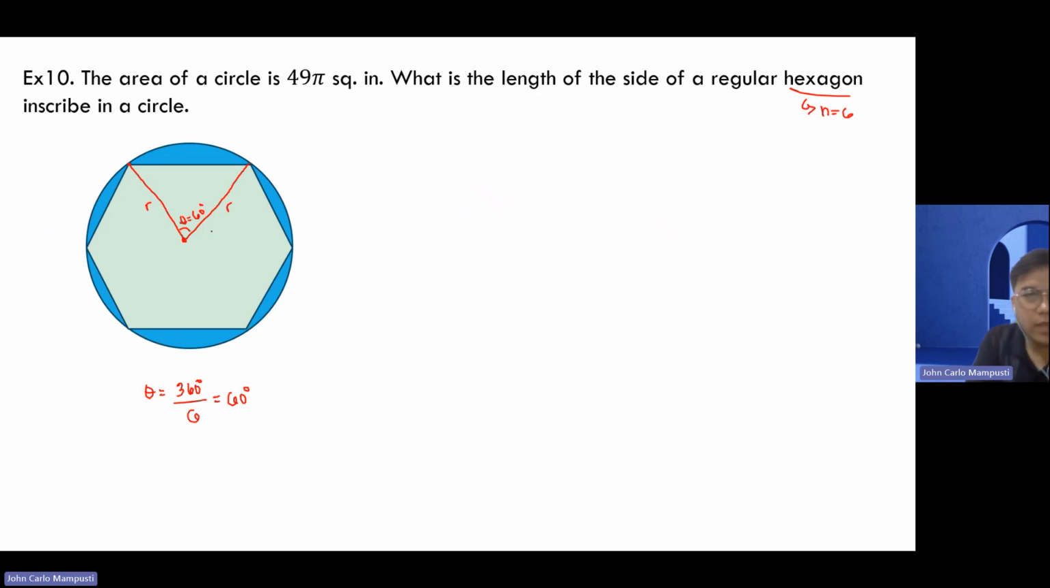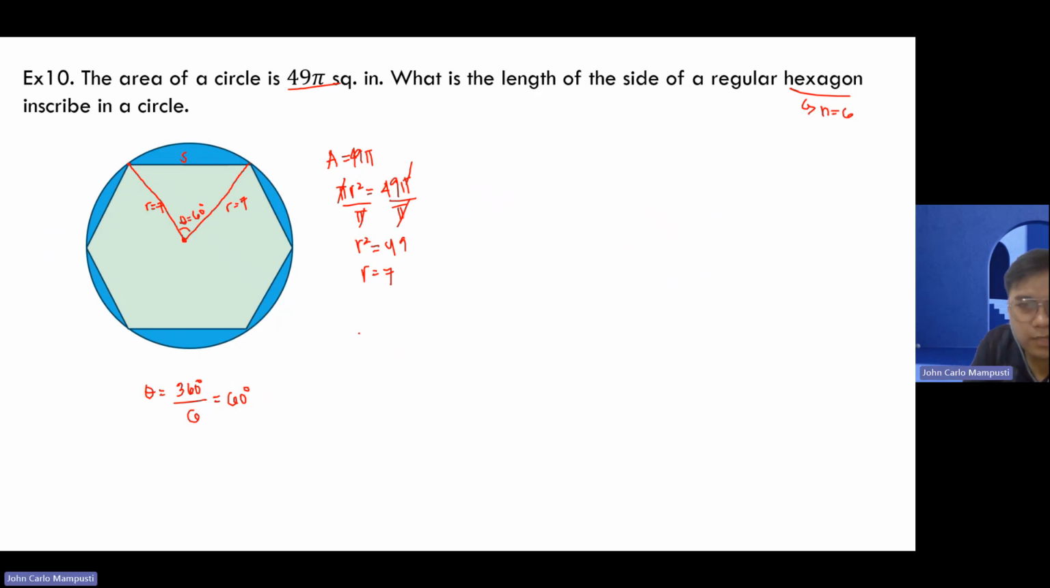Of course, we need to find r, no? Para makuha natin itong side na to, say S. Hanapin natin yung radius natin using the area of the circle. Area equal to 49 pi. So area of the circle is pi r squared equal to 49 pi. Divide both sides by pi. R squared is equal to 49. Kunin yung square root, therefore r is equal to 7. So this one is 7, this one is equal to 7.